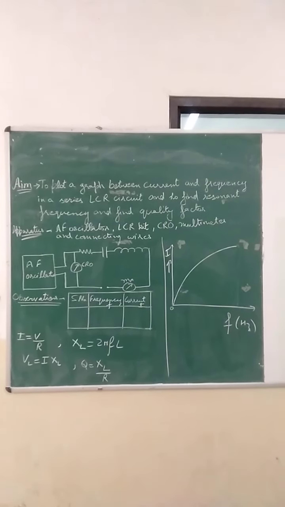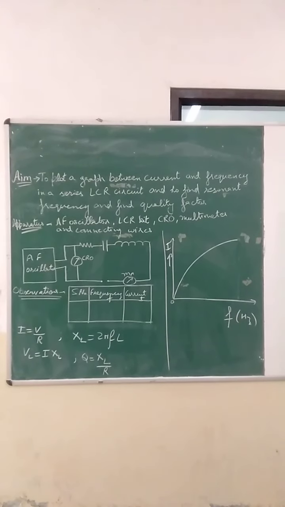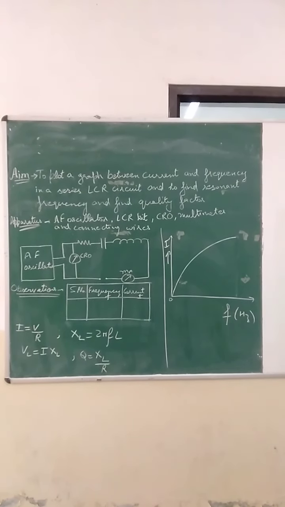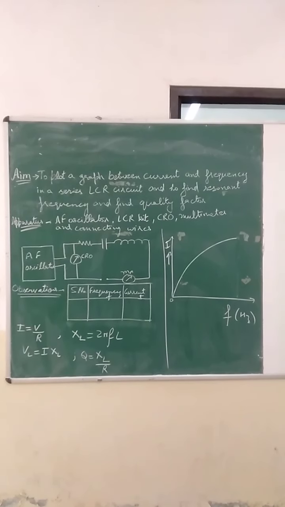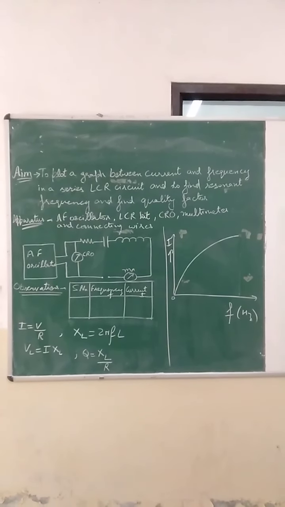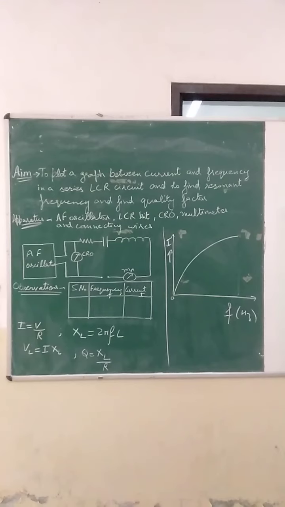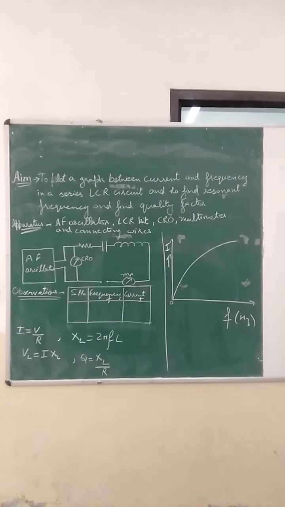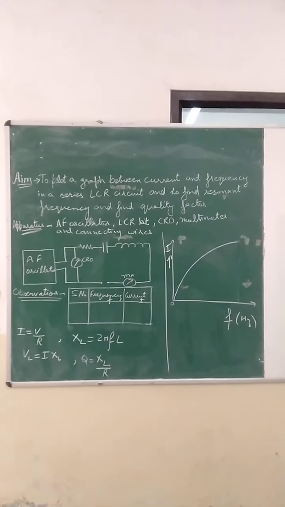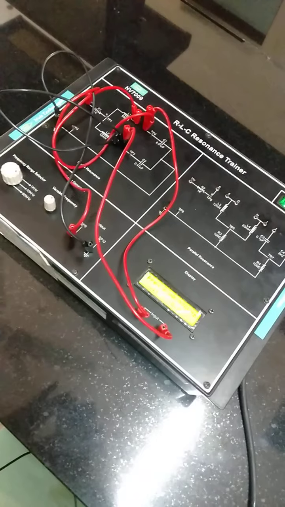So here in the diagram I am having the audio frequency oscillator. CRO is attached so that we can calculate the frequency corresponding to the voltage in the circuit and the current flowing through that circuit. Here resistor, capacitor and inductor are in series, in a straight line. A milliammeter is there to measure the current.